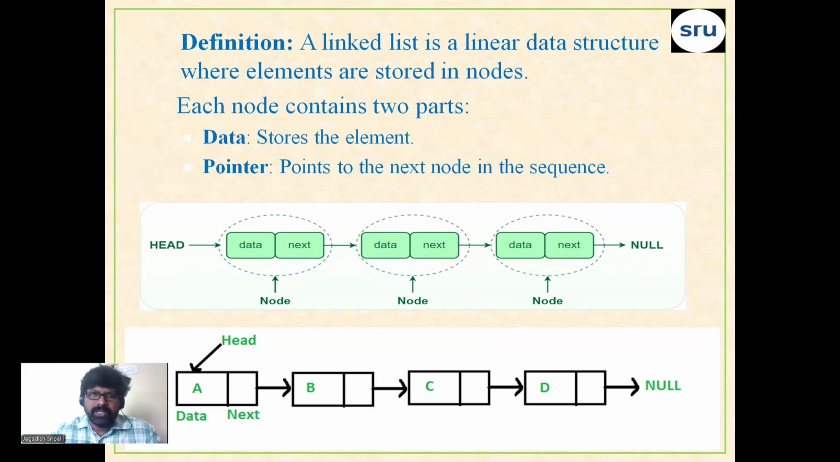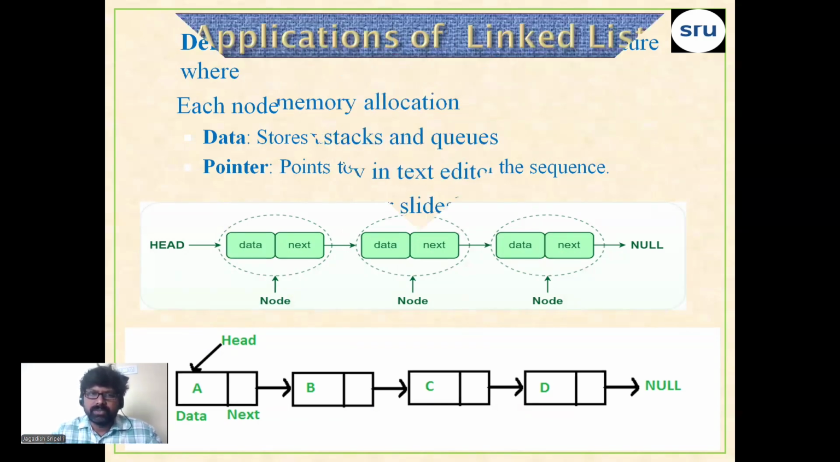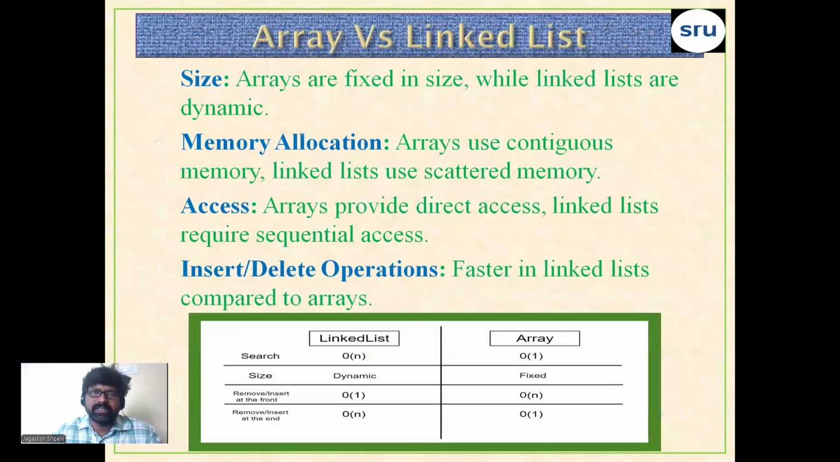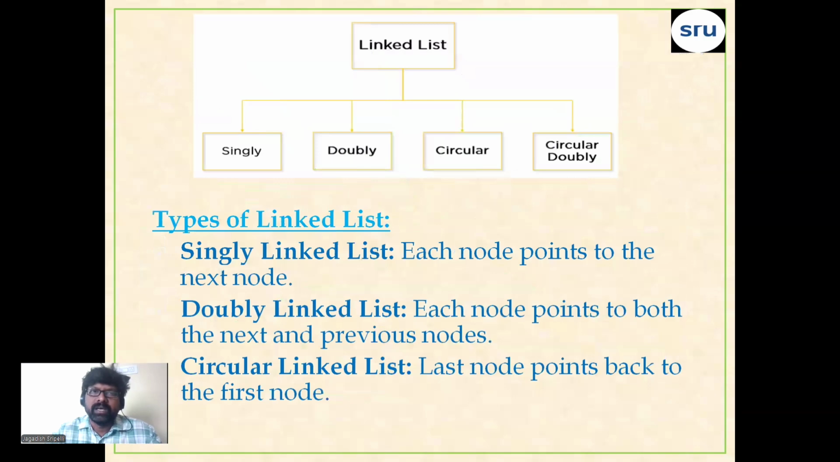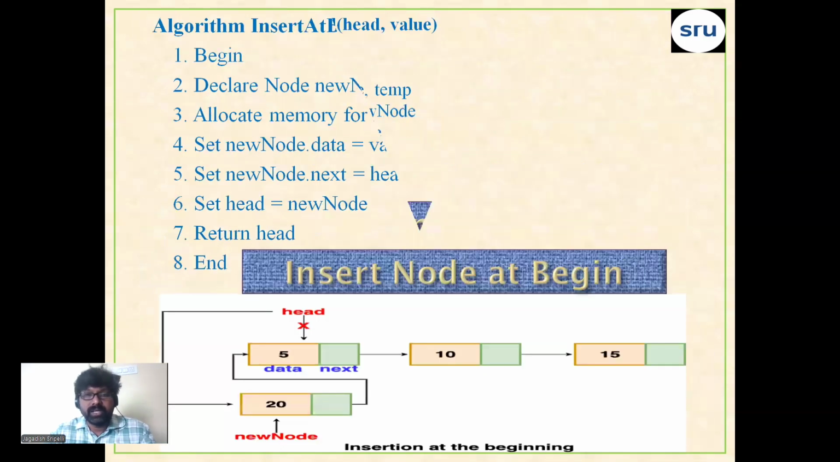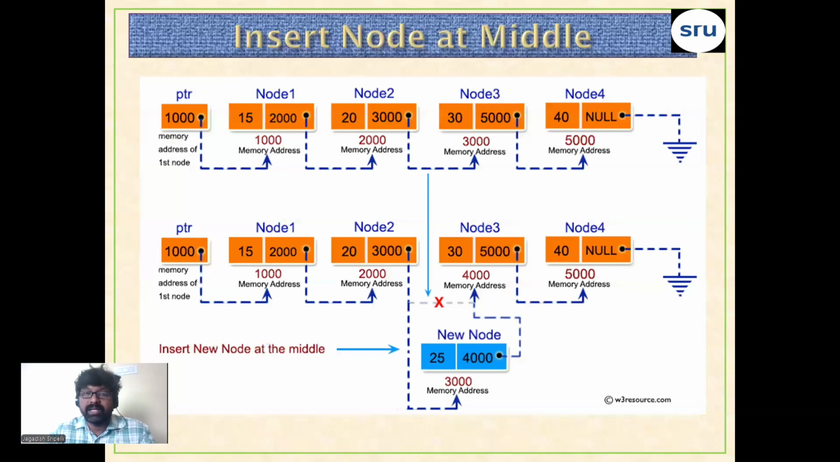Here, you know that the linked list is a linear data structure where elements are stored in nodes. Every node contains two parts, data part and the next part. We know that. So the applications of linked list also we discussed. Types of linked list in the last class we discussed: single linked list, double linked list, circular linked list. Again, circular linked list can be divided into two types: singly circular and doubly circular linked list. We also discussed the difference between the array and linked list.